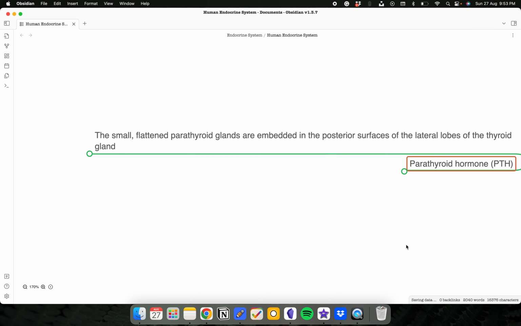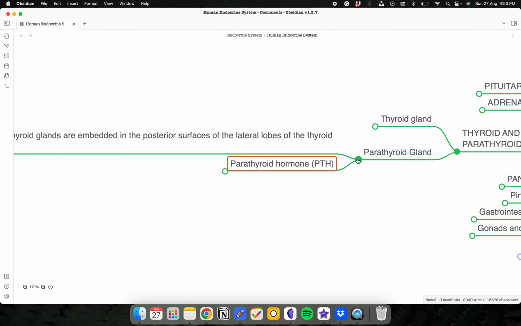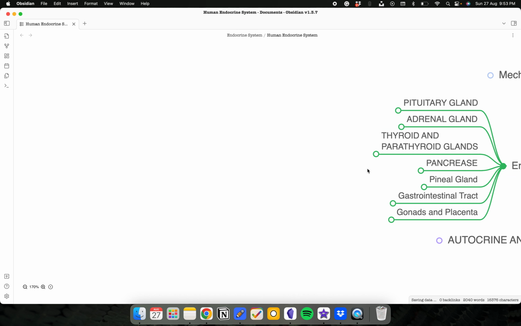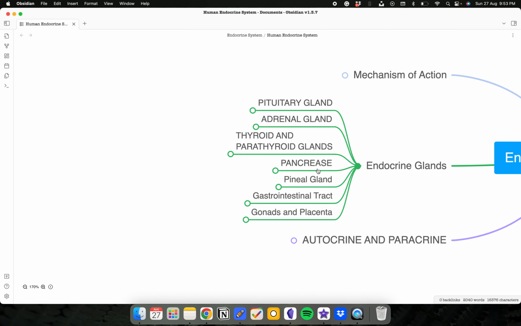So that's it for today's video. This is a very simple overview of the thyroid and parathyroid glands. I hope you got it and can understand it. In the next video we'll discuss the pancreas and other glands.